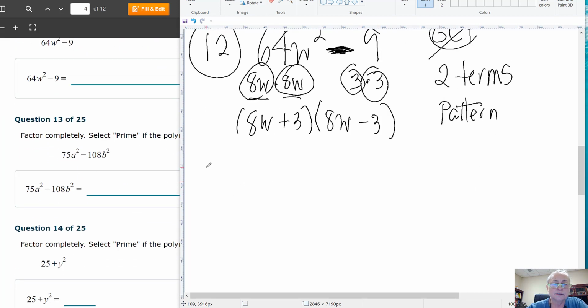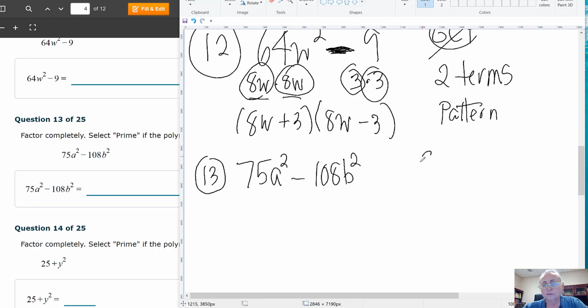Okay, number 13. 75a squared minus 108b squared. So I look for a GCF. Now, here's a good time to review how you find GCF. I look at these and I think, oh, maybe they don't have anything in common, other than 1, of course.